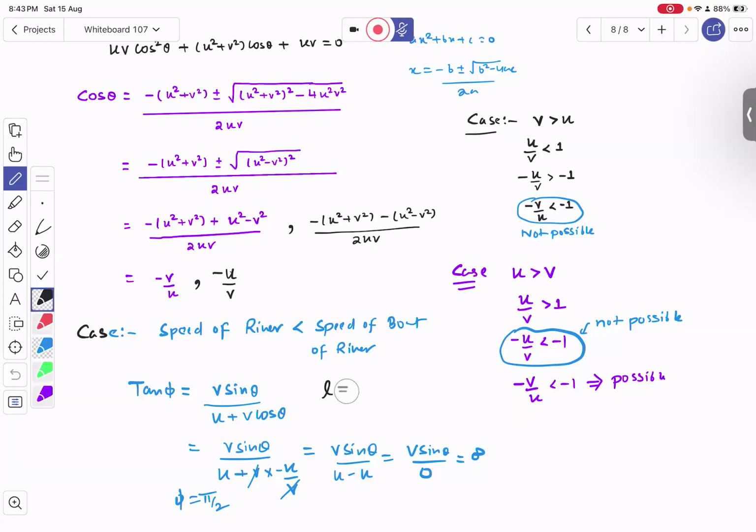And in this case, the path length is going to be equal to how much? L is equal to the width of the river. Because what is the width of the river? We wrote it as b into root over 1 plus cot square phi. So tan phi is infinity. What will cot phi be? 0. So cot phi is 0, and the shortest path is equal to b. Next case.